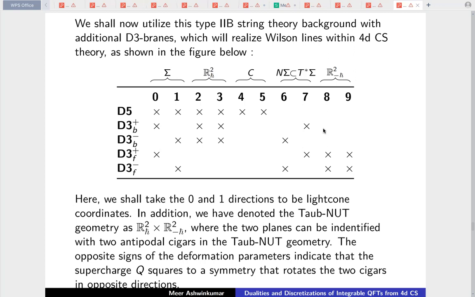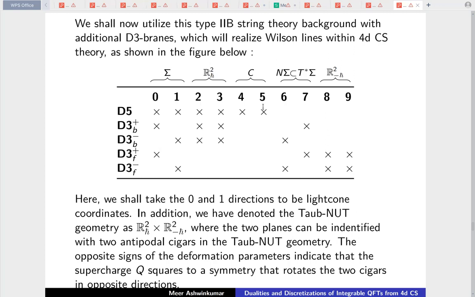If your Wilson lines are of the type which arise from bosonic quantum mechanics, you need to consider this setup over here, where the D3 brane is wrapping this cigar, which is also being wrapped by the D5 brane. If you want to realize a Wilson line with fermionic degrees of freedom, it needs to wrap the other cigar, which is not wrapped by this D5 brane.